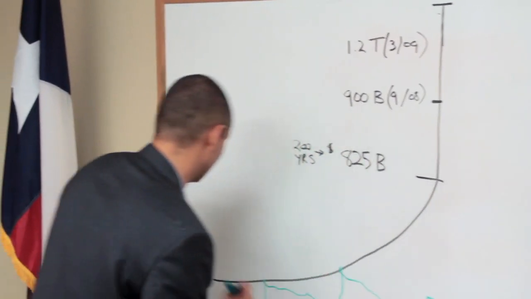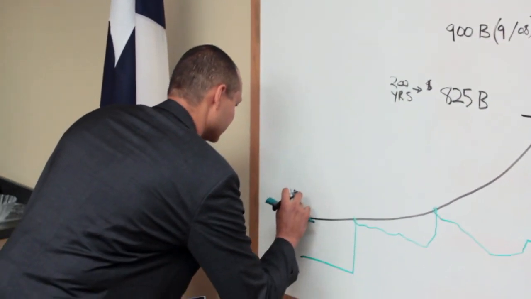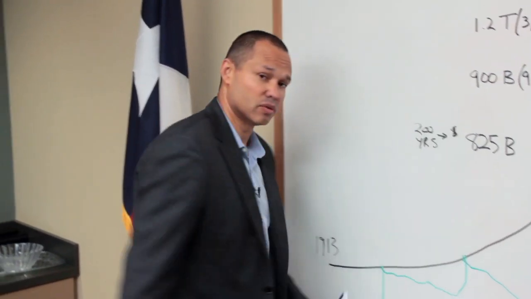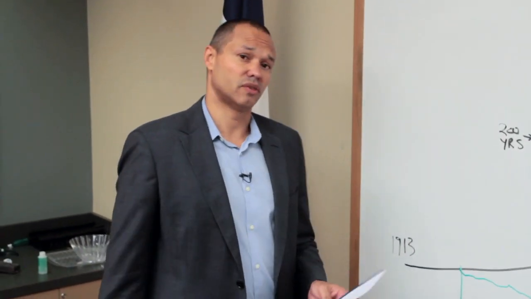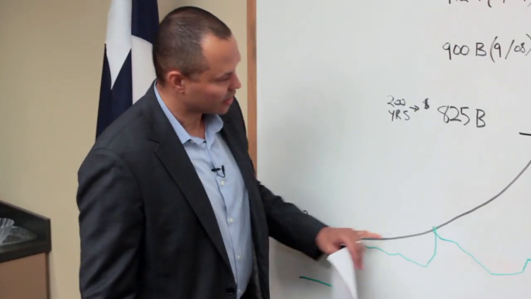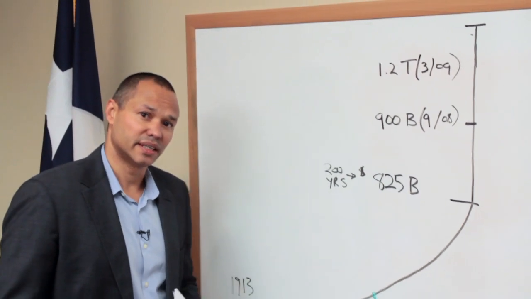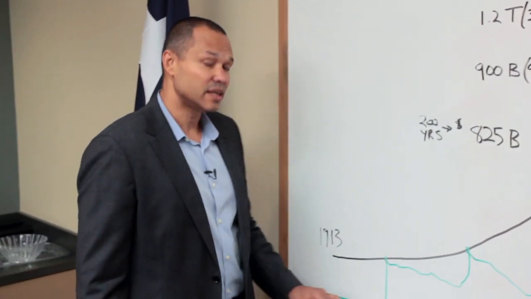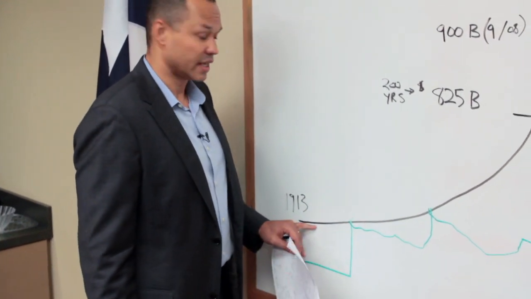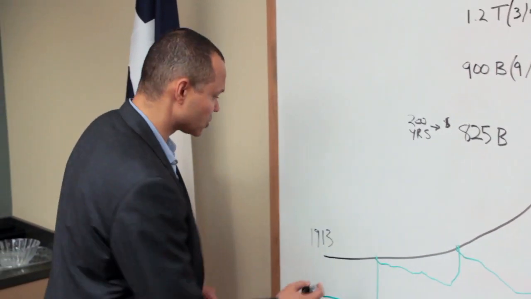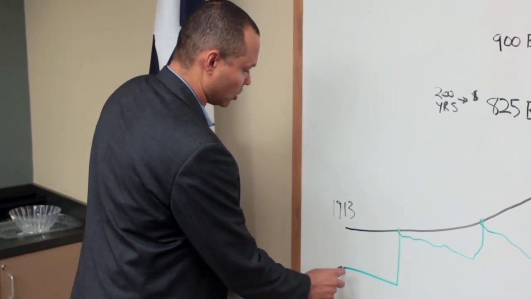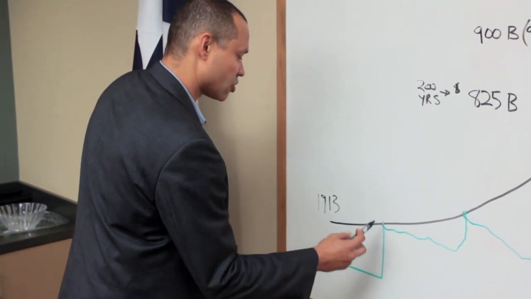The first date is 1913. 1913 was the year that the Federal Reserve was created. And in 1913, this black line is going to represent the supply of money in America. And the green line is going to represent the value of gold as it relates to the value of money. So you'll see the first thing is in 1913, the value of the dollar was higher than gold. Gold was below.